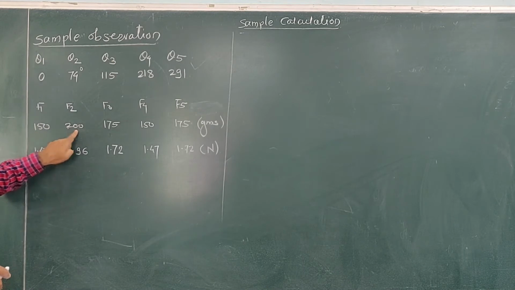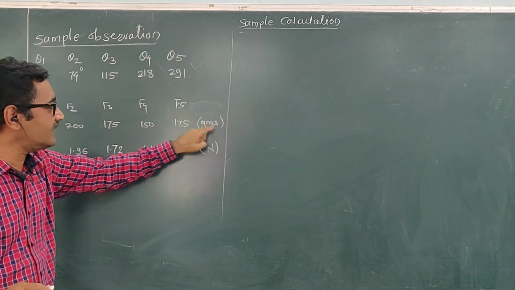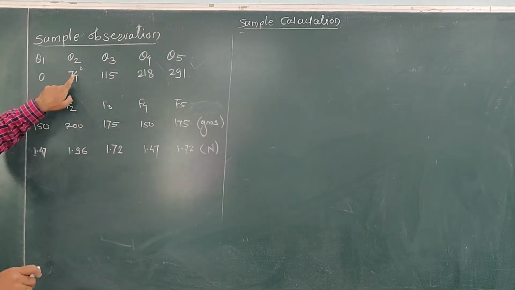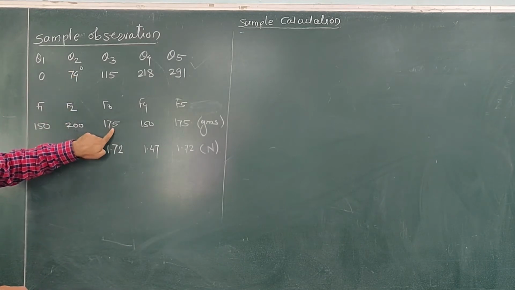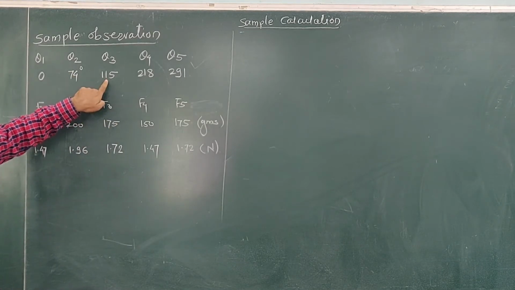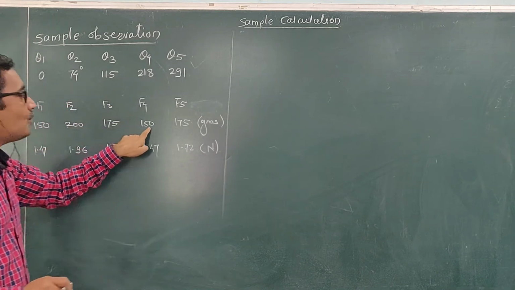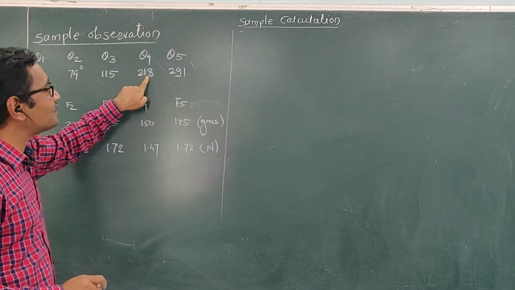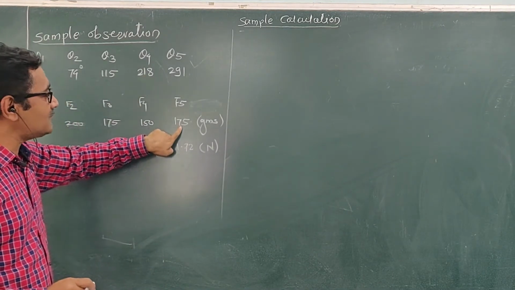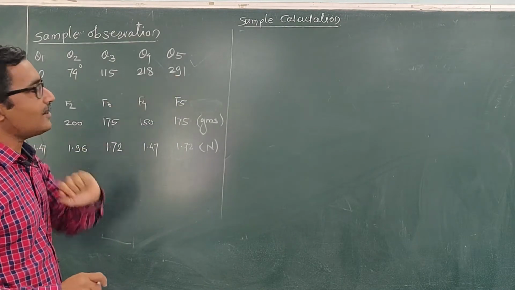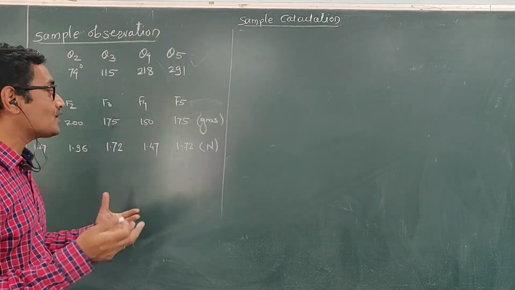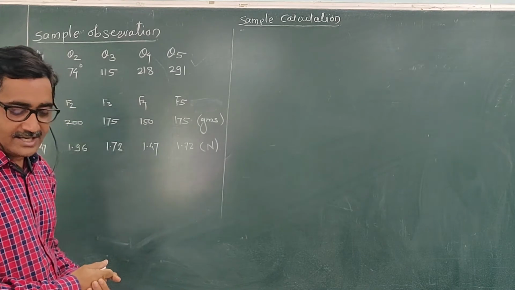The second force is 200 gram. These are the forces in grams. So 200 gram inclined at an angle of 74 degrees. The third force is 175 grams, inclined at an angle of 150 degrees. The fourth force is 150 grams, inclined at an angle of 280 degrees. The fifth force is 175 grams, inclined at an angle of 291 degrees with respect to the positive x-axis in the anti-clockwise direction.